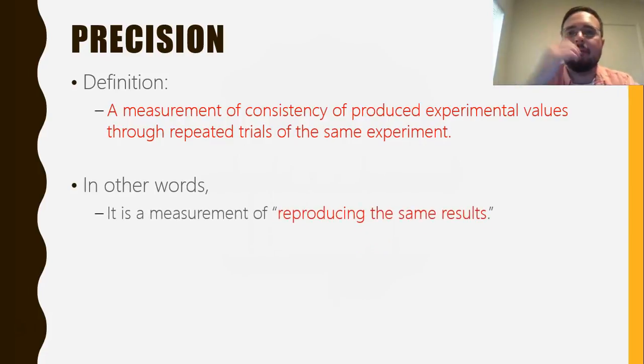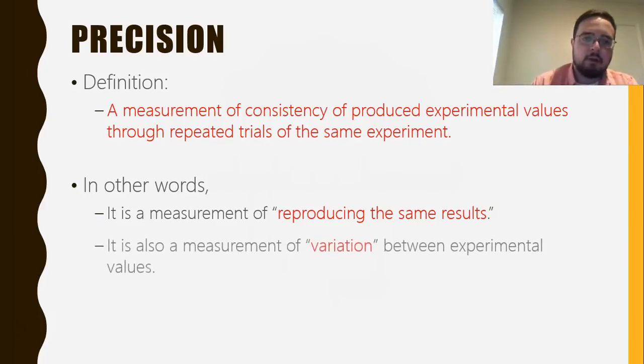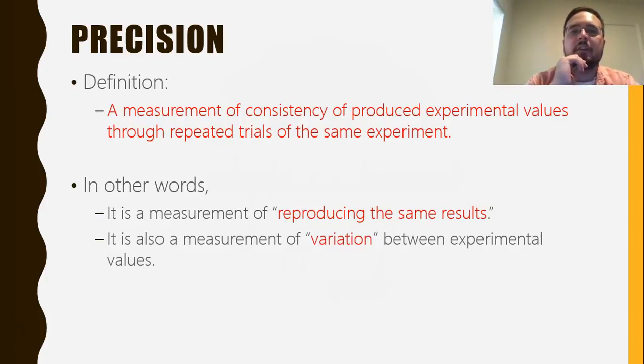Another way of thinking about it, like I said, is as a measurement of reproducing the same results. Can you do the exact same thing in multiple trials? It is also a measurement of variation. This is a term you may have heard in some of your mathematics classes, or standard deviation might be something you've heard of. Variation is pretty much the distance between each value. The shorter the distance, the shorter the variation, the better the precision, and vice versa.